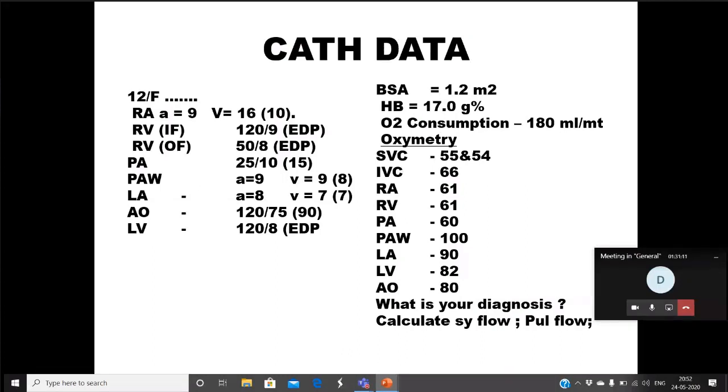Now, you should mention whether there is a gradient across the tricuspid valve. Sir, no gradient across the tricuspid valve. Because if you take the A wave, the A wave and the RV end diastolic pressures are the same, so you can consider that there is no gradient. Yes, sir. And the absolute pressures of the RV, is it normal or elevated?